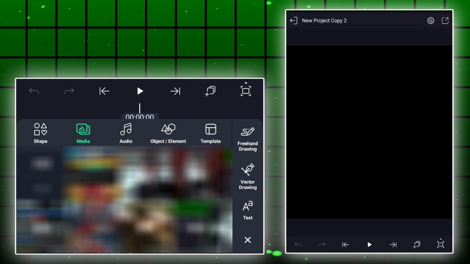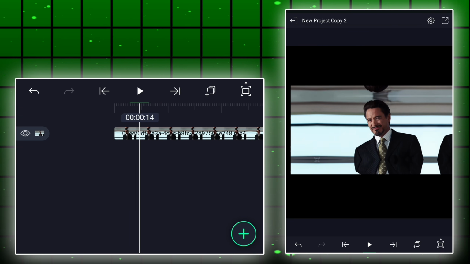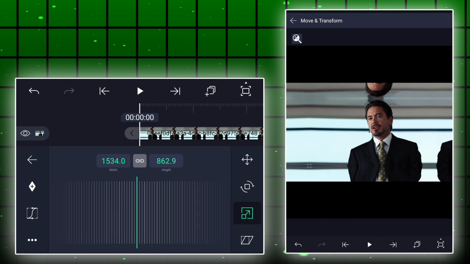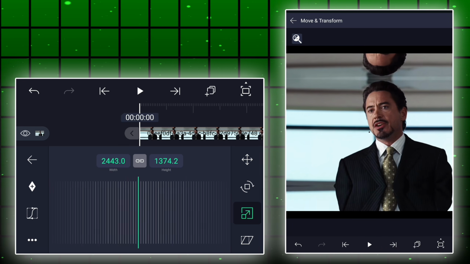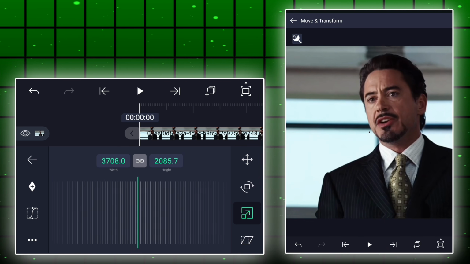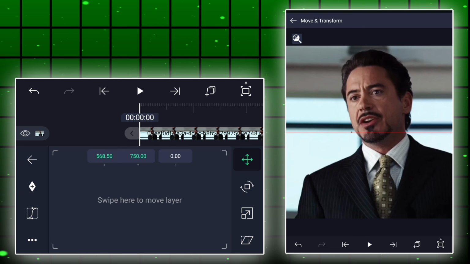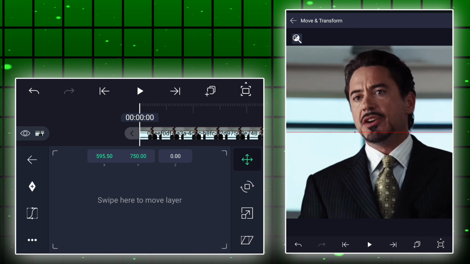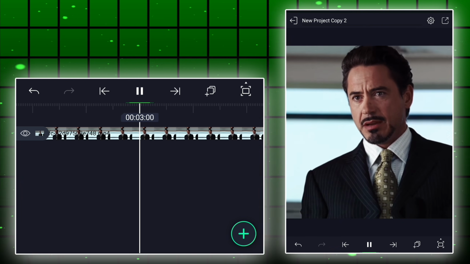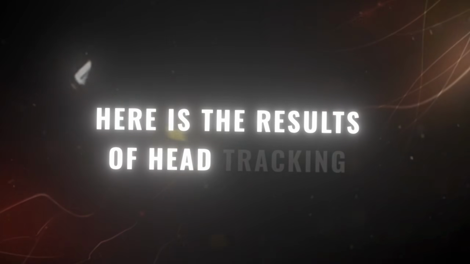Now open Alight Motion and do the same steps as usual. Here you're done. Here are the results of head tracking.